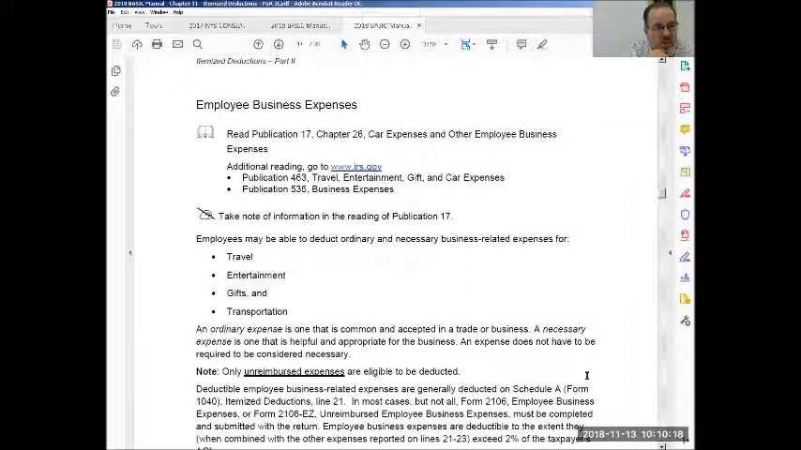1117, we have employee business expenses. And this is where we start to get into those categories that we have, 17, here's our tax, 18, this disappears. Okay. So as it says there, employees may be able to deduct ordinary and necessary business-related expenses for travel, entertainment, gifts, and transportation. An ordinary expense is one that is common and accepted in a trade or business. A necessary expense is one that is helpful and appropriate for the business. An expense does not have to be required to be considered necessary. Okay, everybody get that paragraph?